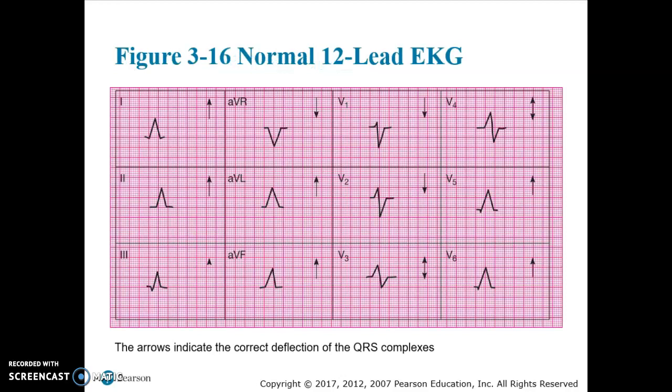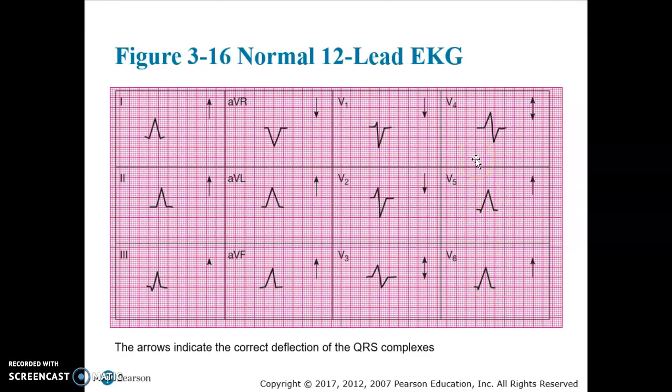This is what a normal 12-lead EKG looks like. Make this slide your friend because in leads 1, 2, and 3, we have a positive deflection. AVR is negative. AVL is positive. AVF is positive. V1 is negative. V2 is isoelectric. V3 is isoelectric, and V4. These are isoelectric because there's as much going upward as there is downward. V5 and V6 are positive.